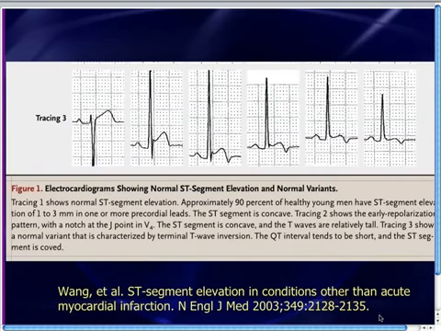This is a very common normal variant which tends to occur in young men, especially African American men. And again, what you'll notice, there's ST segment elevation, there's high voltage in a lot of these leads, and then you also see that little fishhook pattern just after the QRS complex. Fishhook is a term that Marriott used, and so I use the term fishhook.